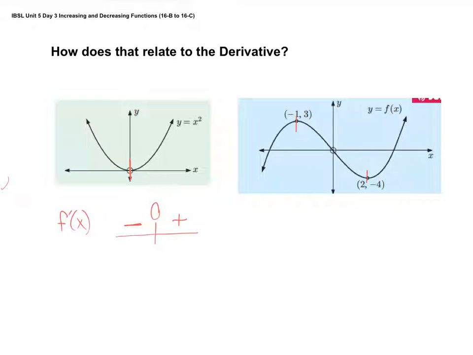We're going to be doing lots of them. Over here, for f prime of x, we have two different critical values at negative 1 and 2. The derivative is positive to the left of negative 1. It's negative between the two, and then it's positive again. So that's how this increasing and decreasing relates to our derivative. Increasing means positive, decreasing means negative. So, pretty simple so far, right? Not too bad so far.